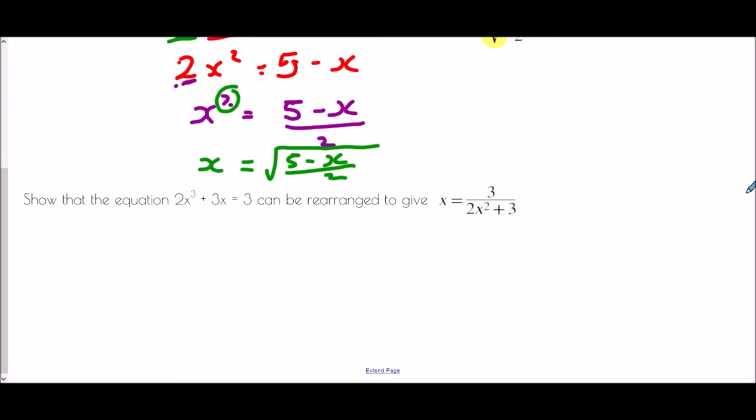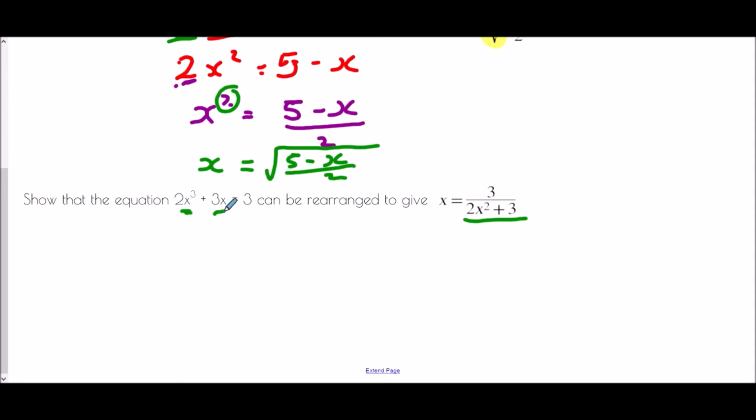And our last one, we're going to try and show that the equation 2x cubed plus 3x equals 3 can be rearranged to give x equals 3 over 2x squared plus 3. Now, in this one, we are showing here that we want to divide by 2x squared plus 3, but if we have a look at our original equation, we didn't have x squared, we had x cubed, and we didn't have 3, we had 3x.